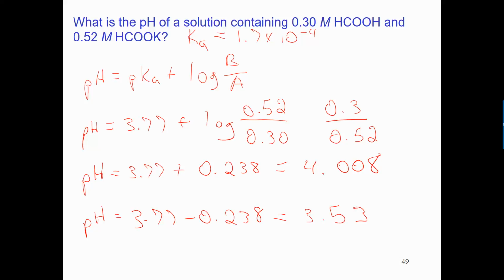This is a way to check yourself that you're doing this right. If I have more acid than base, then the pH should go down. So at 3.53 going down, or 4.008 going up, it's the same ratio. It's just inverse.